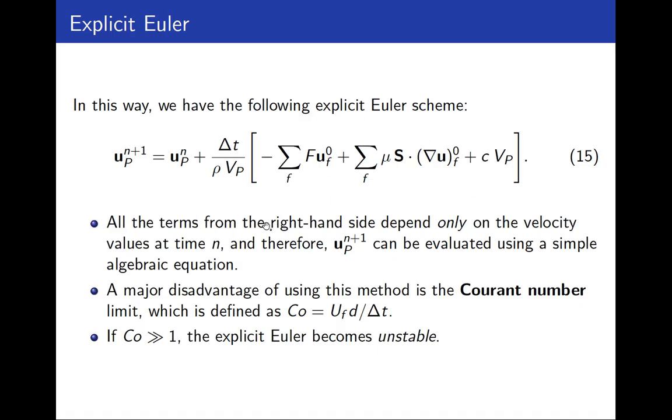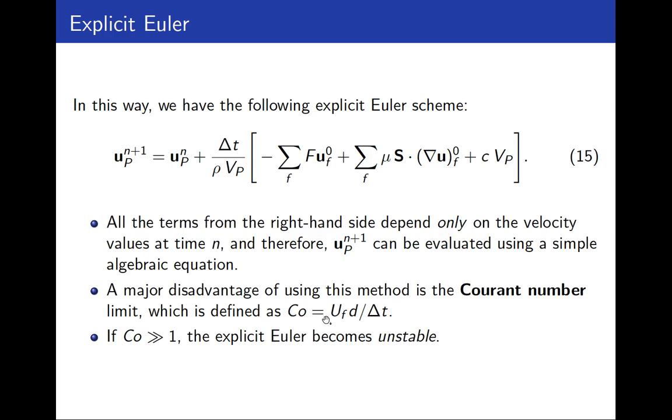So all the terms on the right-hand side depend only on the velocity values at time n, and therefore the new velocity, the velocity at the new time level, can be evaluated using a simple algebraic equation. One of the major drawbacks of using this method is the Courant number, which is a very important dimensionless number used in computational fluid dynamics.